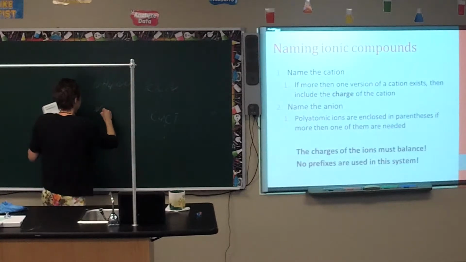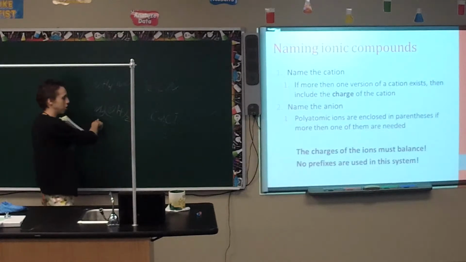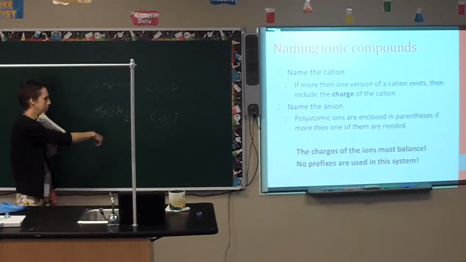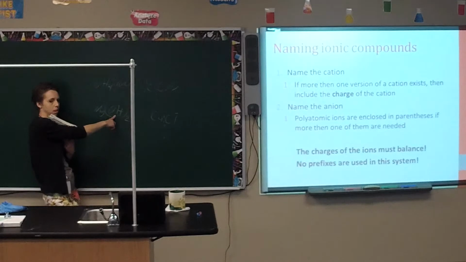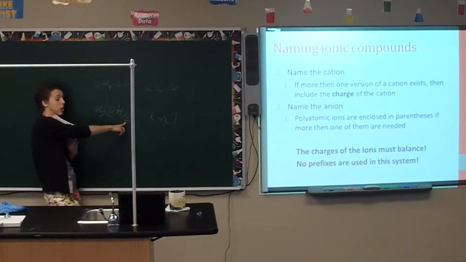MgOH, and then there's 2 of them. Alright, so what is this substance? Magnesium. And then what is this one, Ethan? Is this one familiar? Hydroxide. Now, what does it mean if there's a 2 down here? How many hydroxides are there? 2. There's 2 of them.